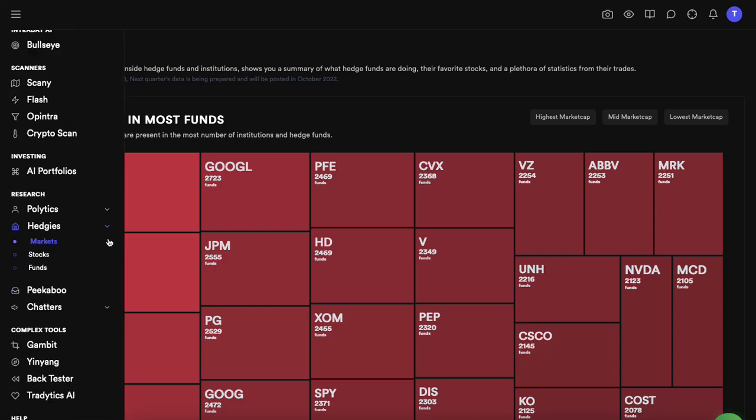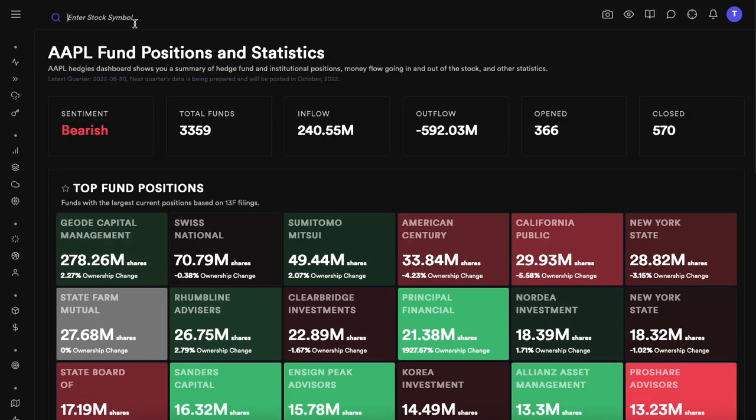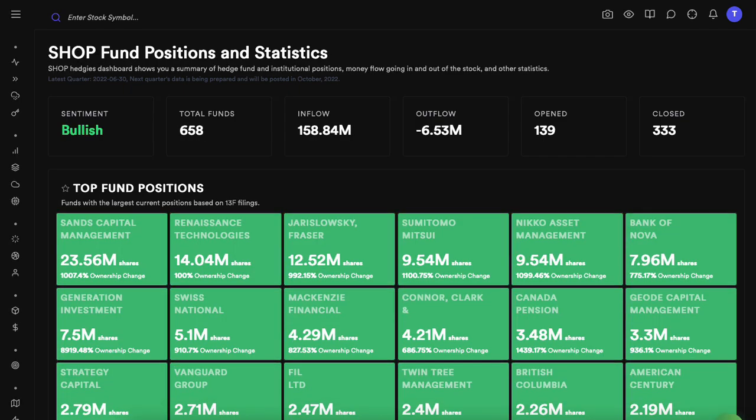Alright, so that was about the entire market. Let's see if we can dive deeper into different stocks. So we have been talking about Shop. Let's see what's happening with Shop. So sentiment is bullish. That's very good to see.